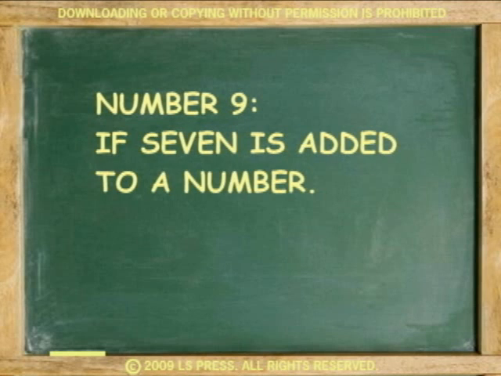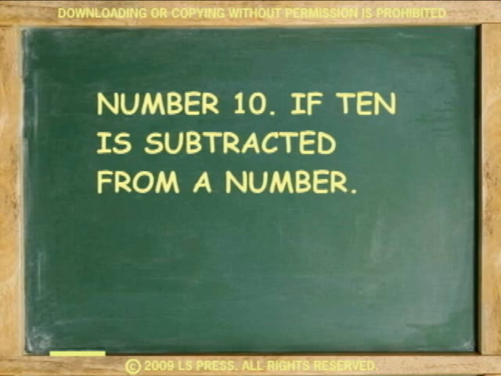Number 9. If 7 is added to a number, the unknown number is x, and we add 7 to it, x plus 7. Number 10. If 10 is subtracted from a number, take 10 from a number. Let's say n. n minus 10.